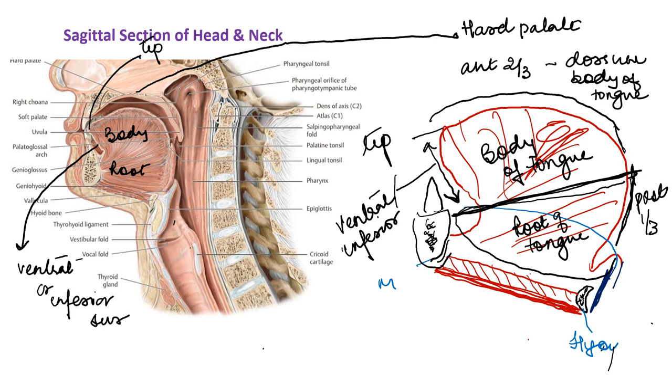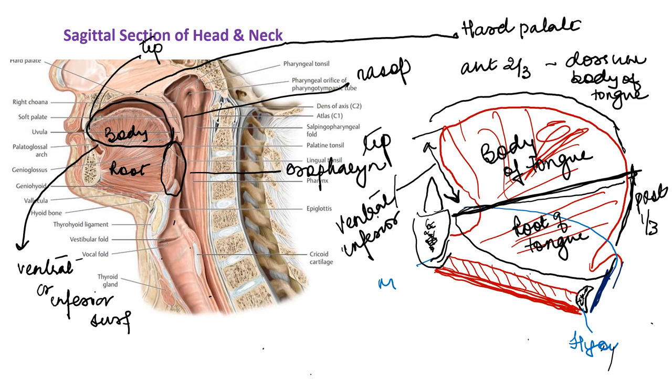I hope you're drawing the diagram with me. Otherwise, it becomes difficult, right? So this here is the pharyngeal part or the posterior 1/3. This is the anterior 2/3 or the dorsum of the tongue. This here is the oropharynx, right? This is the nasopharynx. And this part is the laryngopharynx. Okay? So this is what you have to understand when you see the sagittal section of head and neck. You have to be able to identify it.